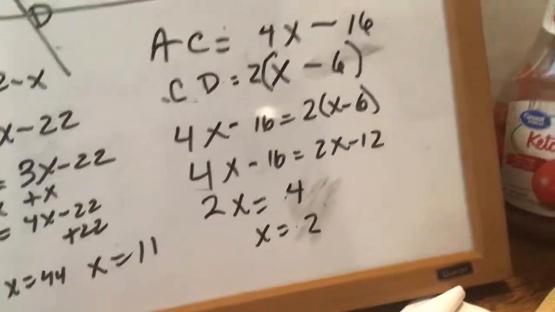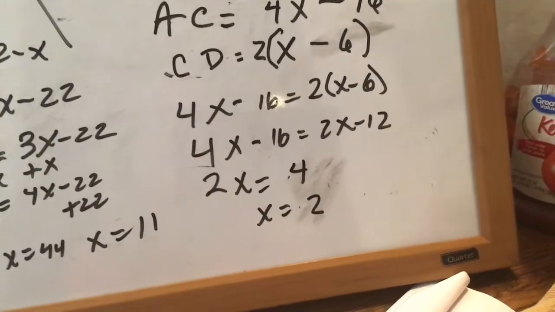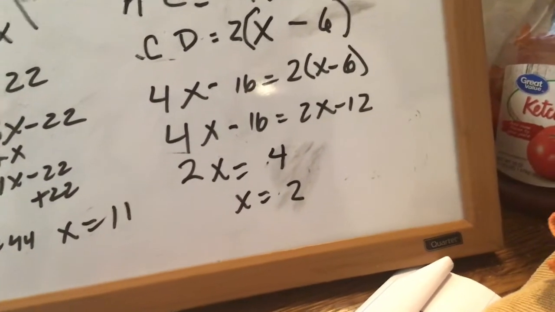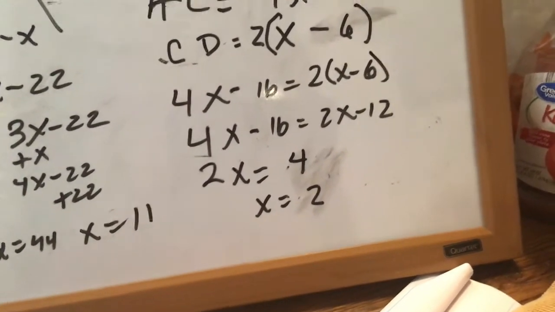But what I wanted to show you there was if you have one like that where AC is 2 lengths and CD is 1 length, you're going to have to take the second one times 2 in order to have them equal to each other.